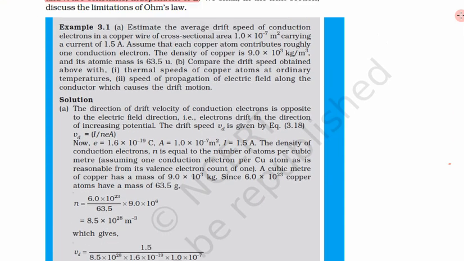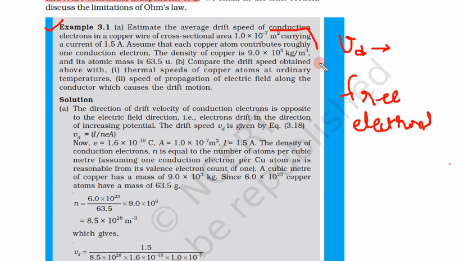Now let us see this new example. The example 3.1: estimate the average drift speed of conduction electrons. So we have to estimate Vd of conduction electrons. What are conduction electrons? First thing is, what are conduction electrons? So those electrons that are free to move, free electrons, those are called conduction electrons, because only they take part in conducting the electricity.